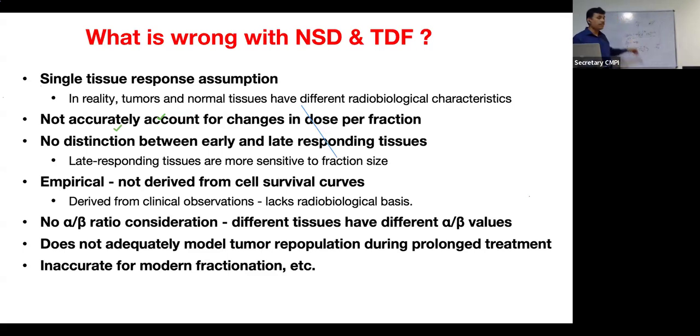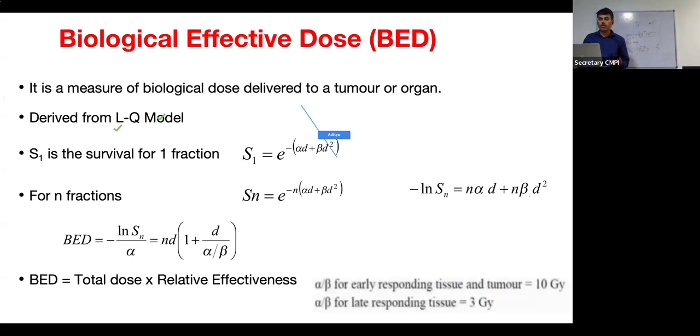Because if you calculate TDF, it is just a simple number. You are not calculating for normal tissues, for tumor, or for late reacting normal tissues, nothing. Those are the limitations, yet so many people are still using it. I'm not saying it is completely wrong, but there is a better model, because we are now following the LQ model.